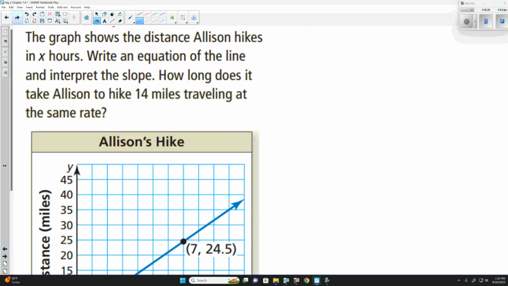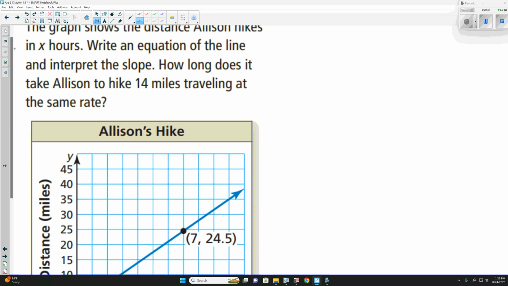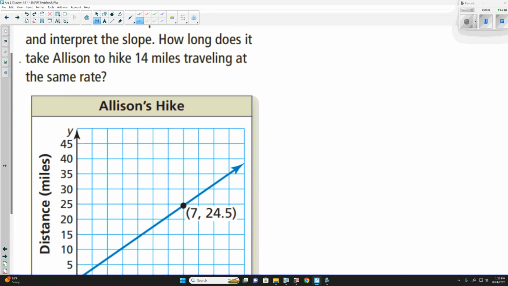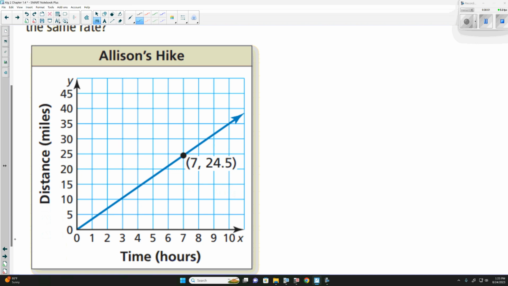But that is that. Let's look at this next one. Hiking. The graph shows the distance Allison hikes in X hours. Write an equation of the line and interpret the slope. I don't know why I wrote it that way. So let's scroll down just a little bit further. So we have this here. We want to write the equation in y equals mx plus b. We will need to find the slope.